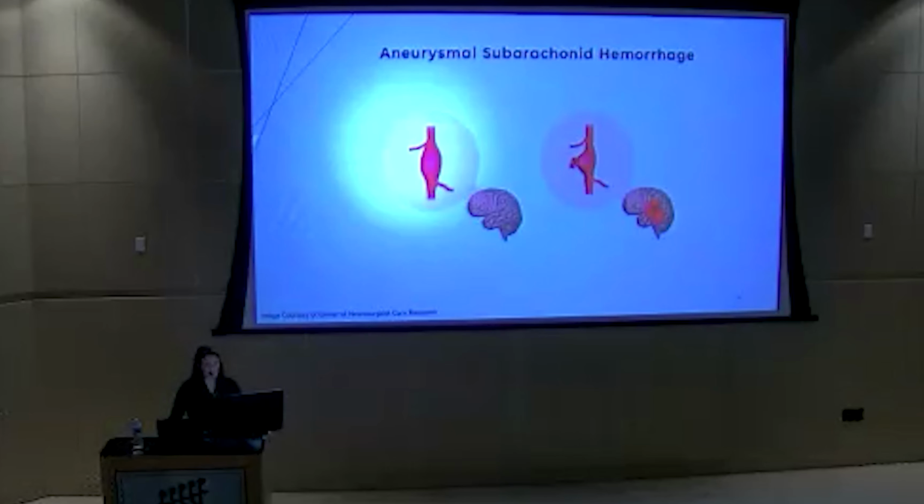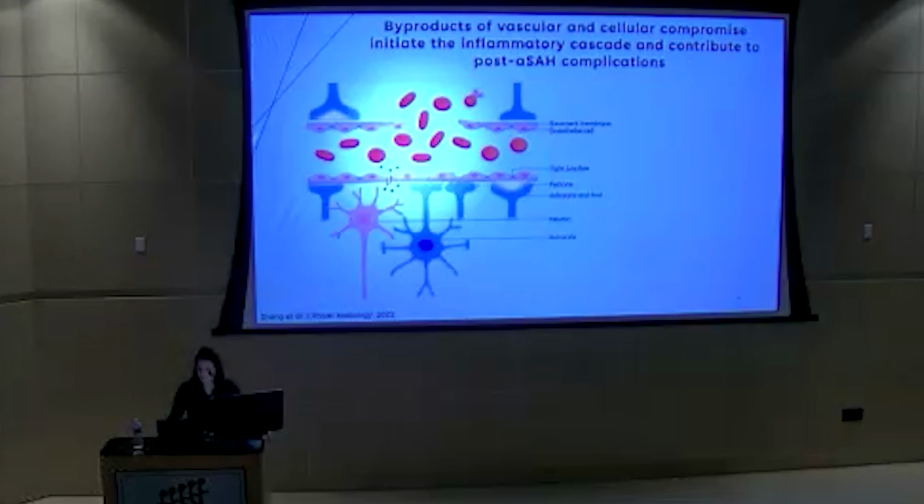This is the most common form of non-traumatic brain injury, and an aneurysm is an abnormal bulge in a blood vessel, specifically when the blood vessel dilates to 1.5 times its normal size, and when it bursts, it causes bleeding in the subarachnoid space, which leads to a lot of complications. So despite neurointensive care in these patients, the outcomes are very poor, and the inflammatory response contributes to poor outcomes, specifically vascular and cellular compromise that leads to this response.